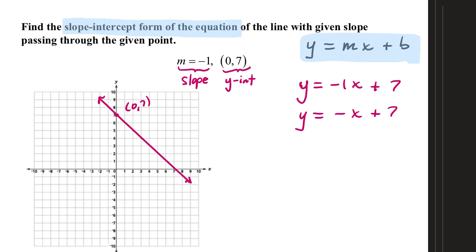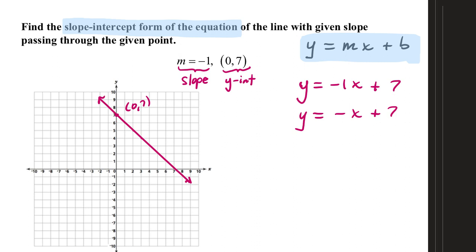Find the slope-intercept form of the equation of the line with the given slope passing through the given point. This time we're going to go backwards. Instead of having an equation where we just pick out the slope and the y-intercept, we're going to be given information about a line and we've got to find that out. A slope of -1, this point (0, 7), if you plot it, (0, 7) is up here on the y-axis. Since that point's directly on the y-axis, it's a y-intercept.